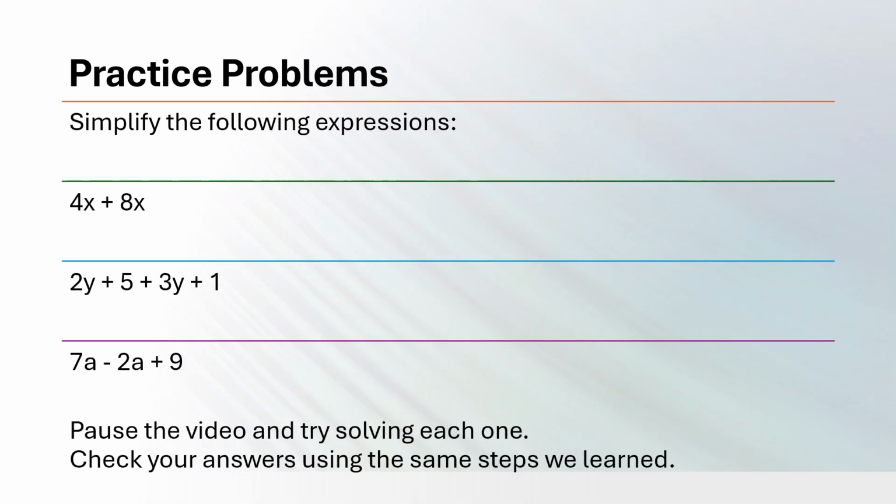Now it's your turn to practice combining like terms. Try simplifying these three expressions. First, 4x plus 8x, then 2y plus 5 plus 3y plus 1, and finally 7a minus 2a plus 9. Pause the video and solve each one step by step. Check your answers to ensure you combined like terms correctly.